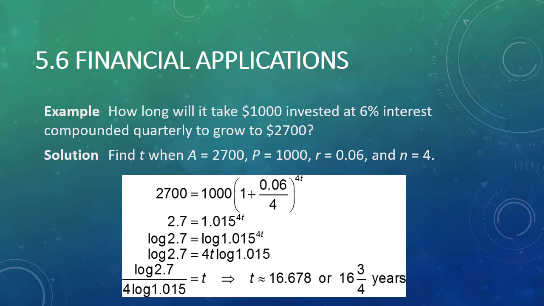The next thing we're going to do is take the logarithm, and it can be the logarithm or the natural log, it doesn't matter, of both sides. That allows us to bring the 4t out of being a power and down in front, then divide by the log of 1.015. And so we have log of 2.7. We're also going to divide by the 4 over 4 times log of 1.015. Putting that in the calculator, we get 16.678, or about 16 3/4 years.